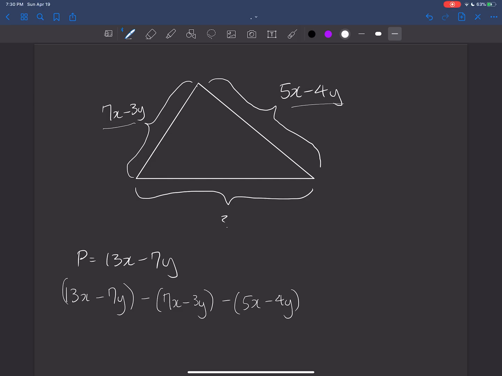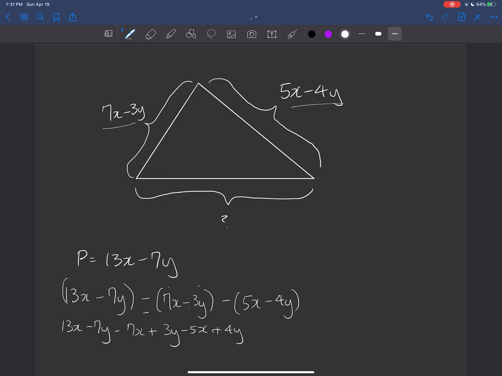And let's expand that. So the first set of brackets would just open and it would be just as it is. So 13x minus 7y. And we have a minus sign. So we switch the signs of both terms in the set of brackets. Minus 7x. And we have a minus, so minus minus is a plus. Plus 3y. Minus 5x. Minus minus, so plus 4y.